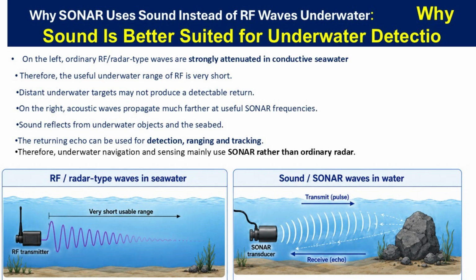Now let us directly compare RF waves with acoustic waves underwater. On the left, ordinary RF or radar-type waves are strongly attenuated by conductive seawater. Therefore, their useful underwater range is very short, and a distant target may not produce a detectable return. On the right, sound waves can propagate over much greater distances at useful sonar frequencies. These acoustic waves can reflect from underwater objects and from the seabed. The returning echo can then be used for target detection, range measurement, and tracking. Therefore, underwater navigation and sensing mainly use sonar rather than ordinary radar.